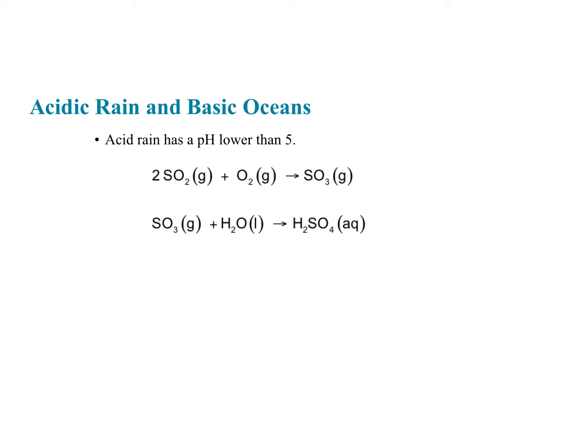And by the way, just to remind you, these letters in the parentheses, the G, that tells you that this is in the gaseous state. So you've got the sulfur dioxide gas mixing with the oxygen gas, forming sulfur trioxide gas. That mixes with the water vapor, which is in a liquid state and in the air, and then that forms the sulfuric acid, which is in aqueous solution. That means the sulfuric acid is dissolved in the water vapor.